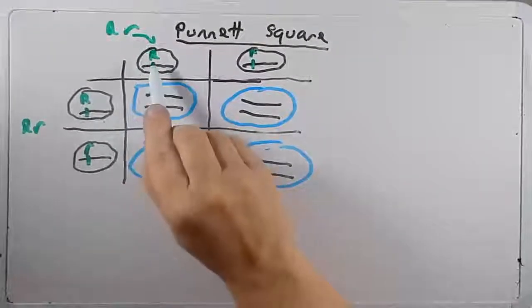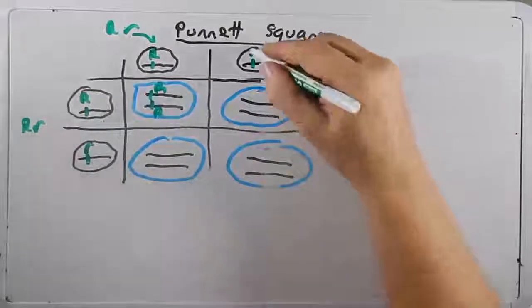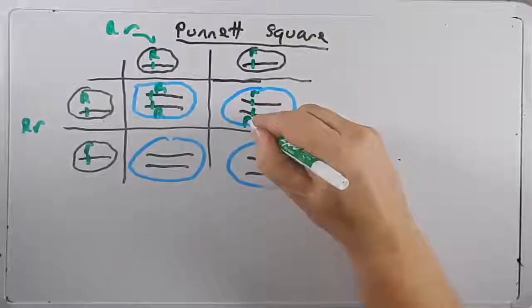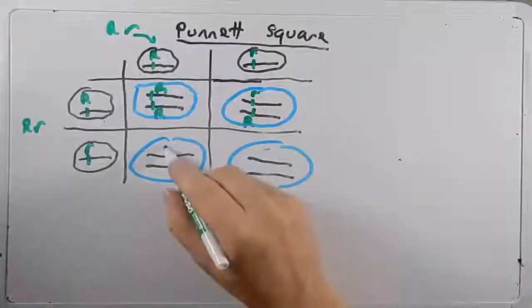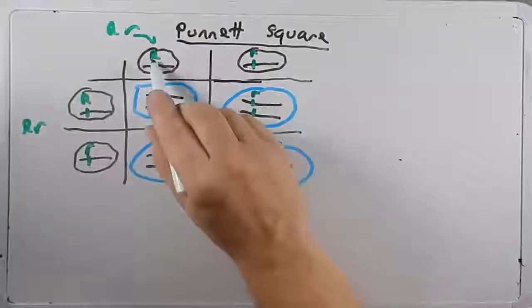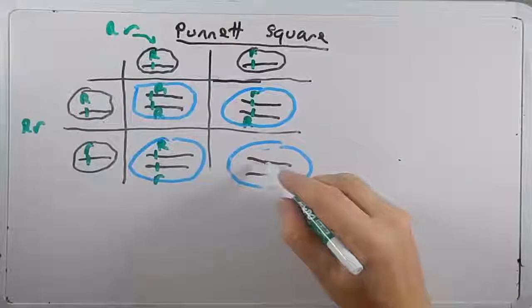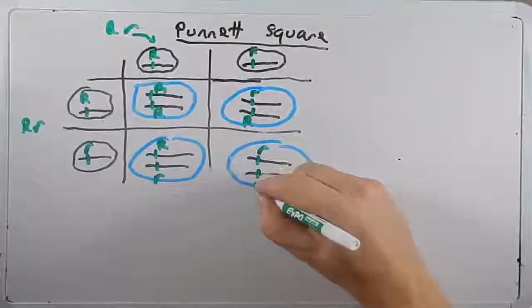Okay, so this one's going to get a big R and a big R from these two parents here. This one's going to get a little r from this parent, but it's going to get a big R from this parental gamete. This one here will get a big R from this gamete, and it'll get a little r from this gamete. This progeny here will get a little r from each of its parents.